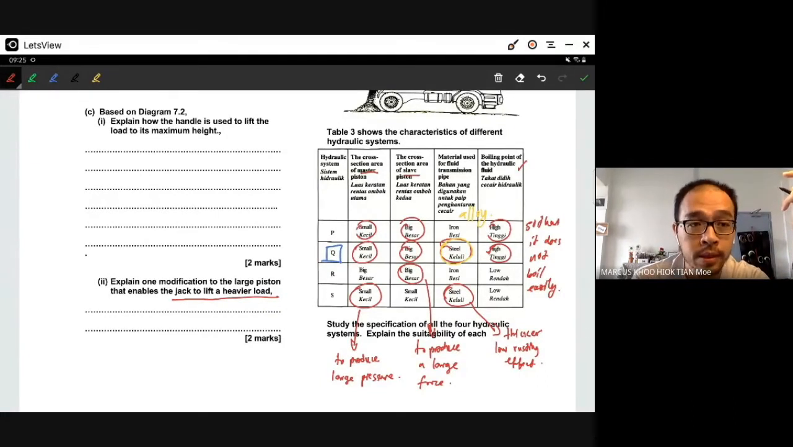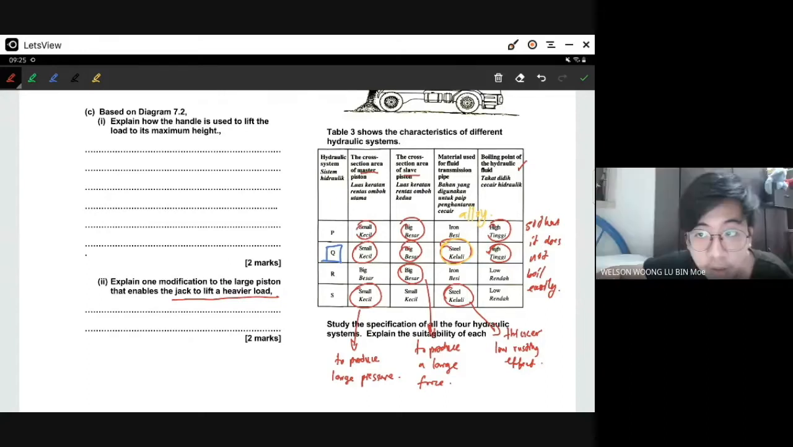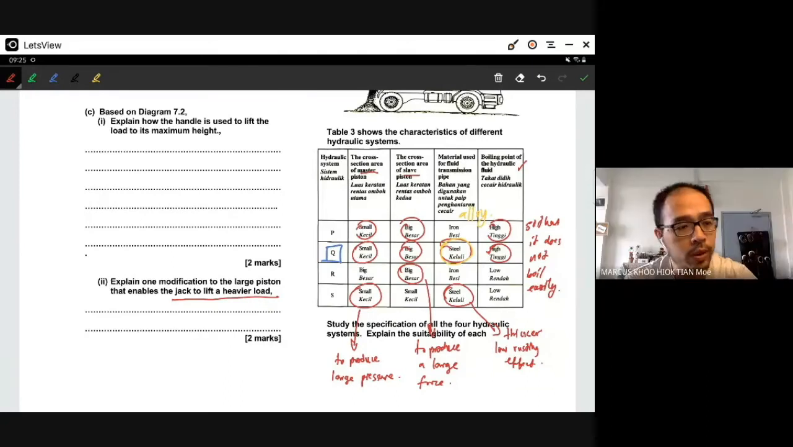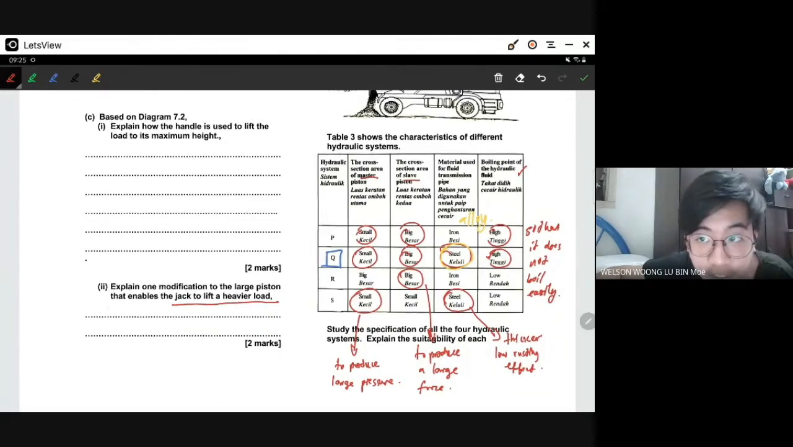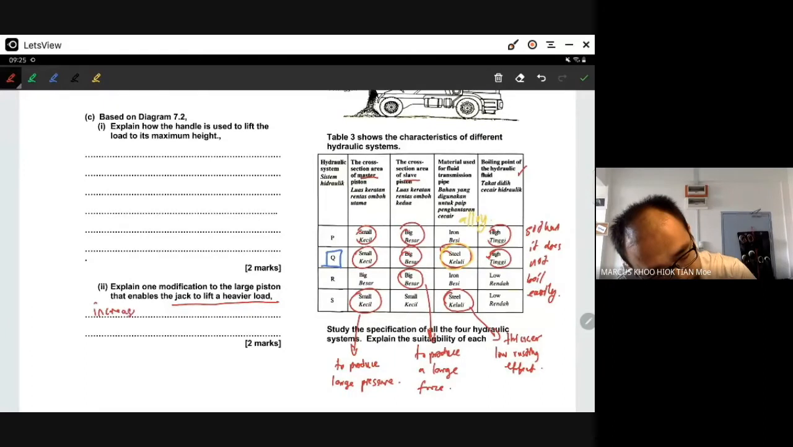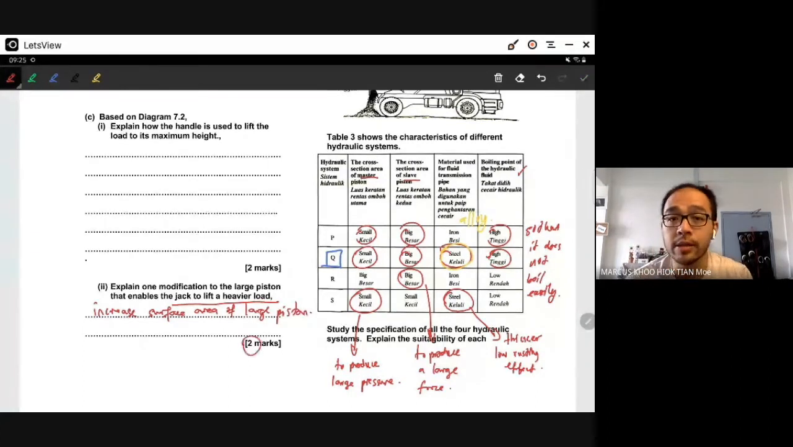Sorry, can I have Wilson for this? Surface. What do I do? Sorry? First area. Okay, increase the surface area of the large piston. But the only thing is, this is a 2-mark question. So you not only have to tell me the modification, you also have to explain why. Okay, why, Wilson? What happens when we increase the surface area?